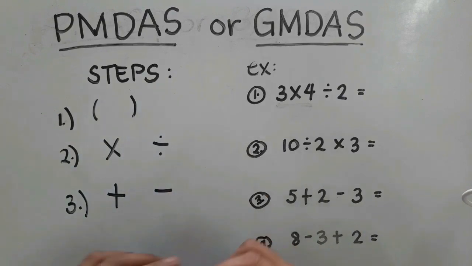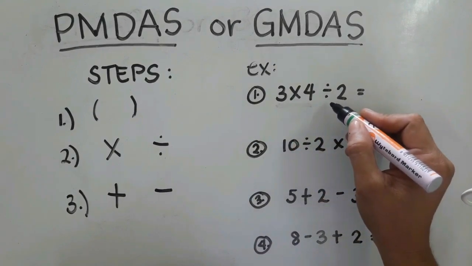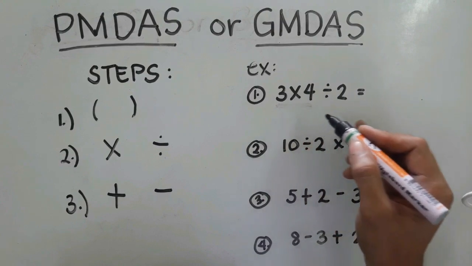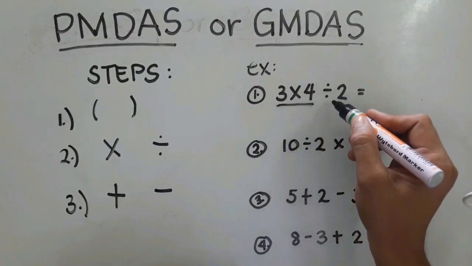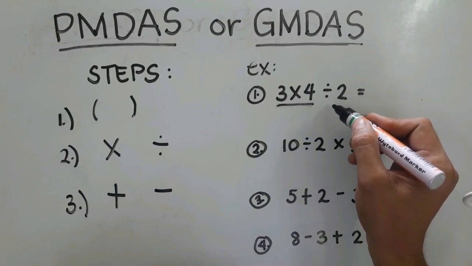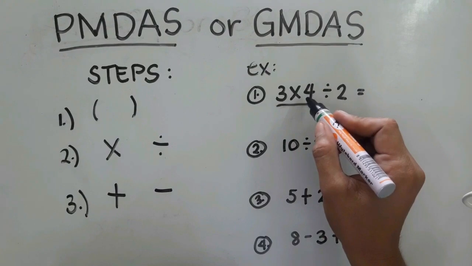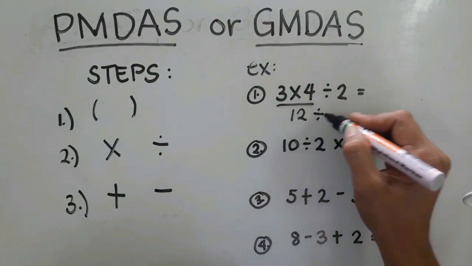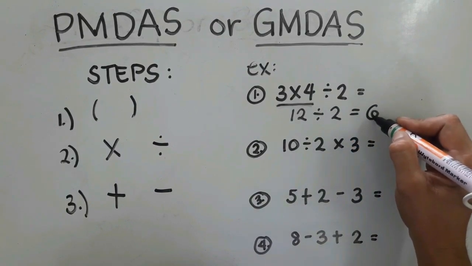For example, 3 times 4 divided by 2. In our example number 1, multiplication comes first before division. So we are going to multiply it first. 3 times 4 is 12. Then divided by 2, so the answer is 6.